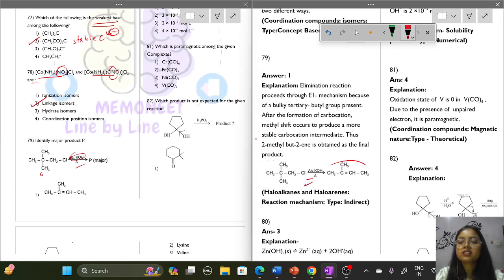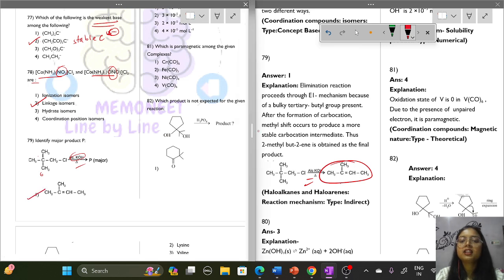Then what will be the reaction? This will be the product. This will be the final product. Option number 1 will be the final product. What is happening here? An elimination reaction is happening.